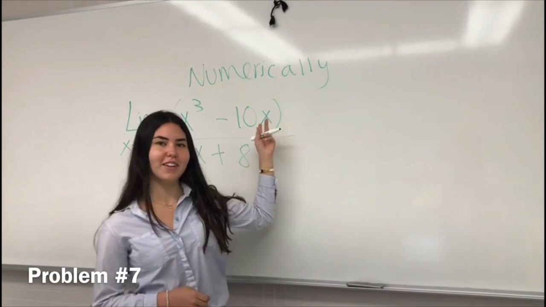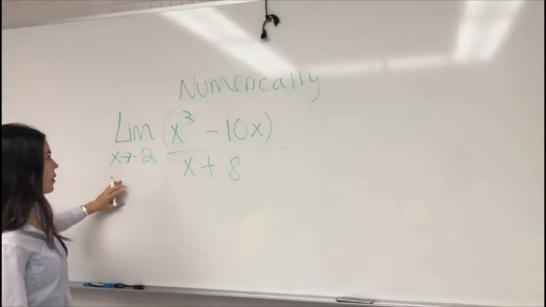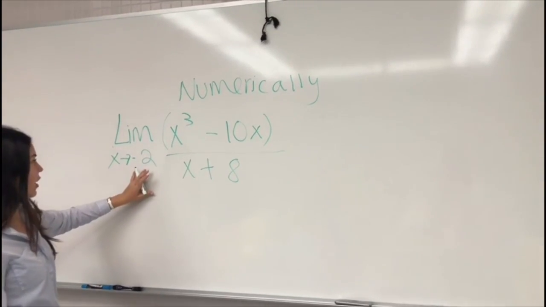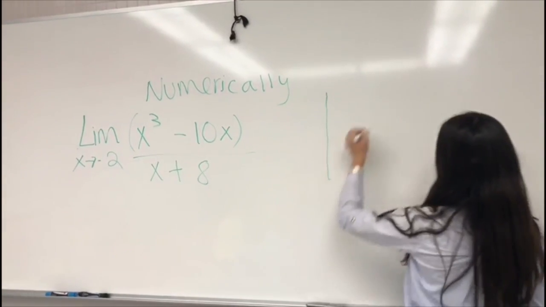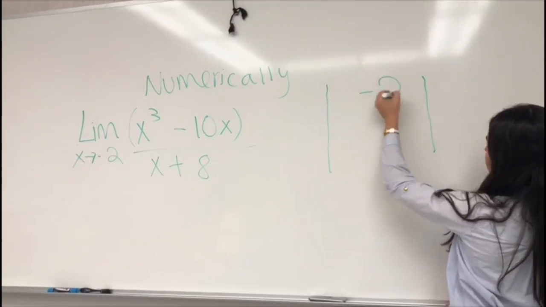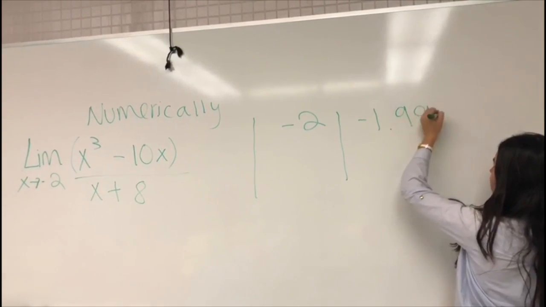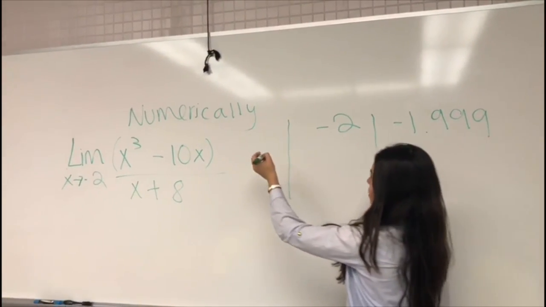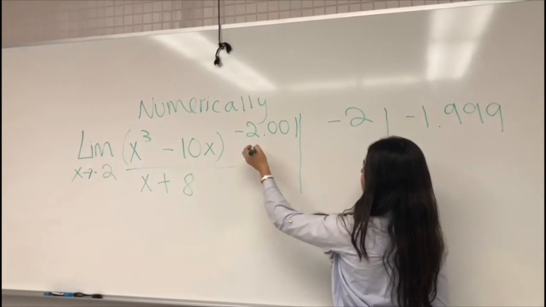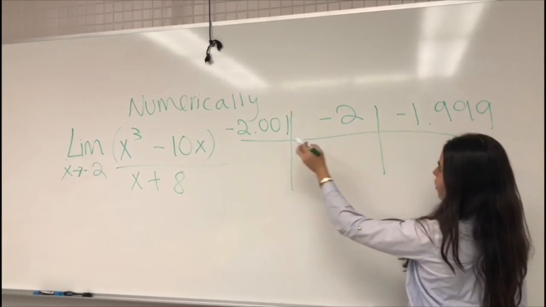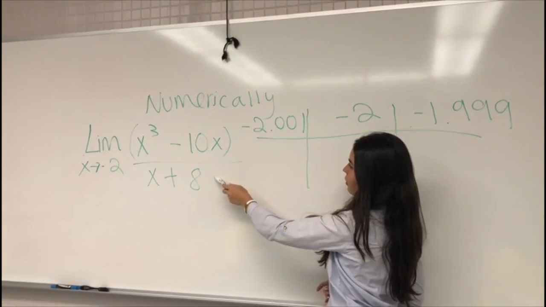This problem, but today we're going to solve it numerically. What you have to do when you have these problems is go as close as you can to -2. So you have to do a table like this and put your -2 here. And to this side is -1.999, and to this side it will be -2.001. So then you have to plug each of these numbers in the calculator with this equation.